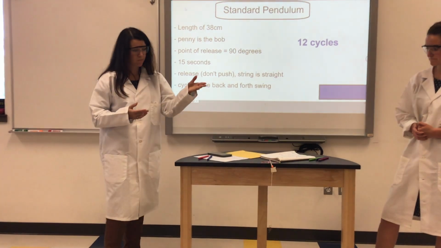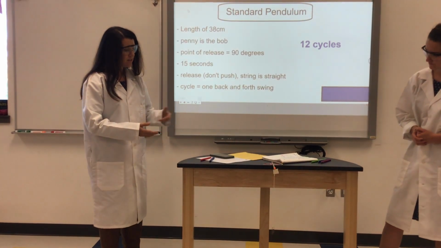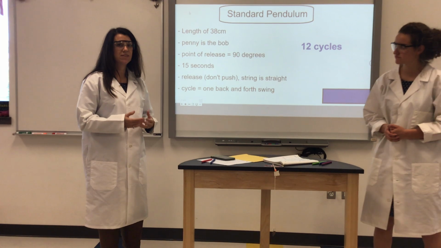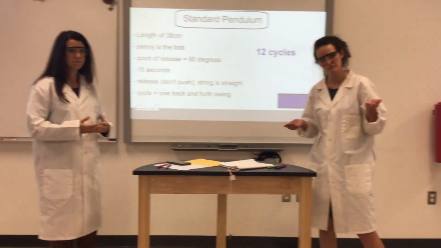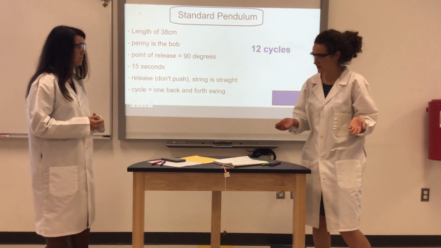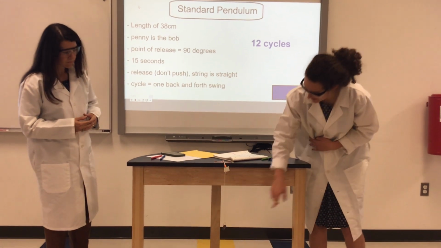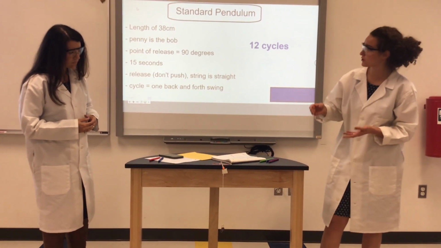So what could we change about our standard pendulum that we could then observe or measure to see if it has an effect? Maybe we could try changing the bob. Right now it's a penny. We could try a smaller dime or maybe a quarter.